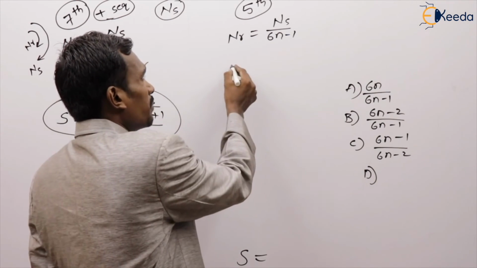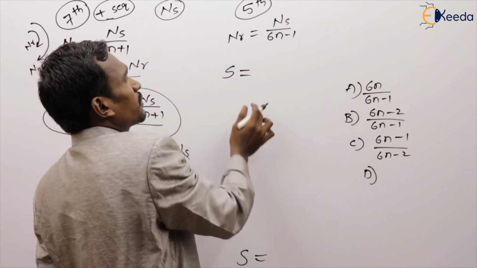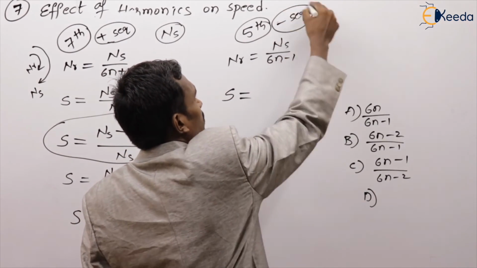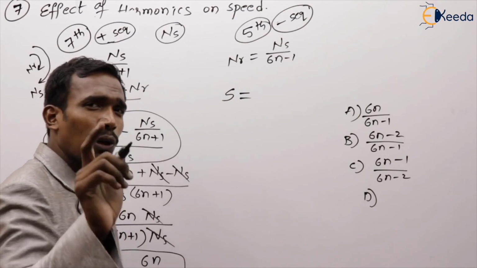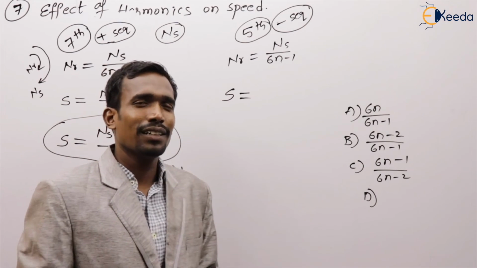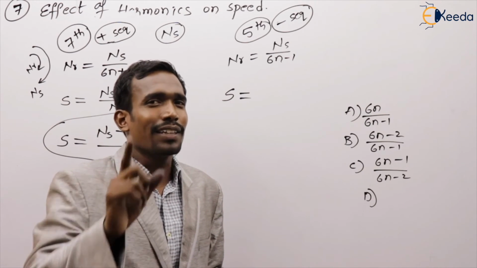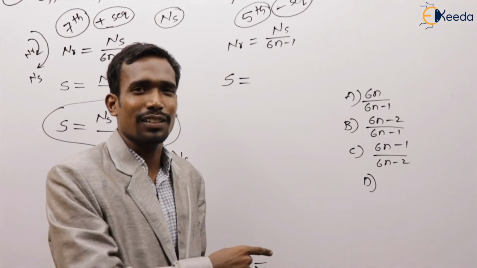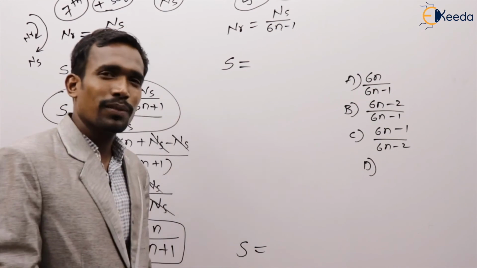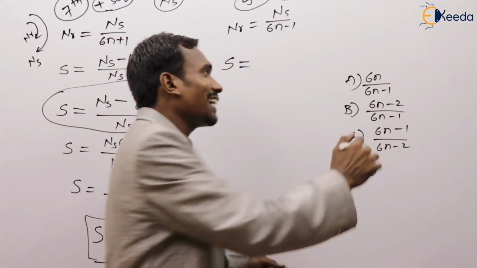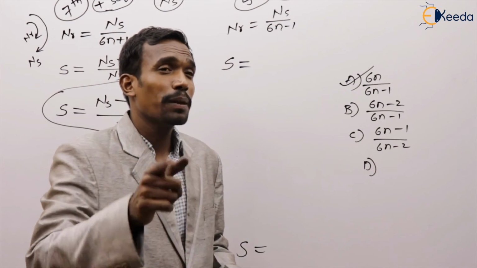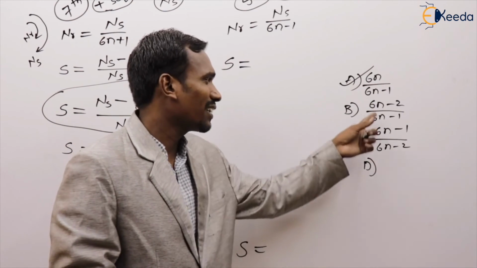Now, tell me what is the slip for the 5th harmonics, which is nothing but negative sequence. What is the slip? Hold the video and do the solution and give me the answer. Very, very important. And I will give you surety, 90% of people do the wrong answer. Tell me what is slip. I am telling you the correct answer is option A only, 6n by 6n minus 1. But no people get this answer.